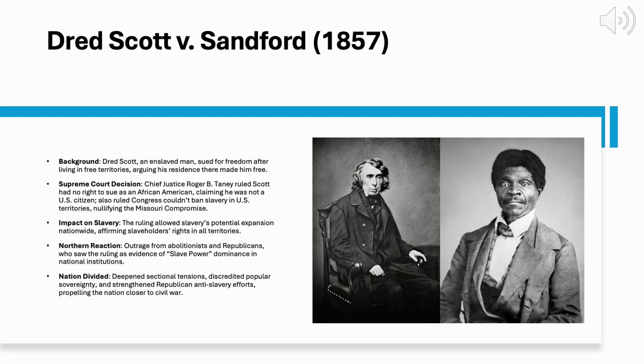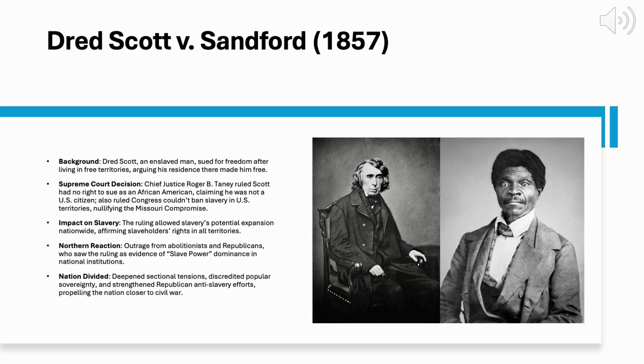Taney ruled that Scott had no right to sue in federal court because, as an African American, he was not a U.S. citizen. Furthermore, Taney declared that Congress had no authority to prohibit slavery in U.S. territories, effectively nullifying the Missouri Compromise. This decision meant that slaveholders could bring enslaved people into any U.S. territory, potentially spreading slavery throughout the nation.